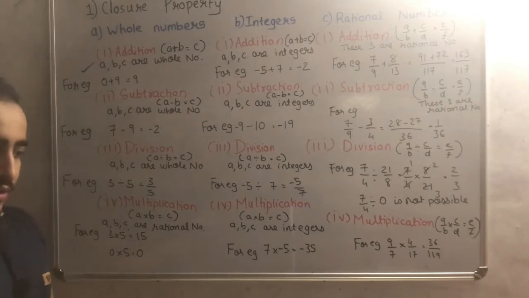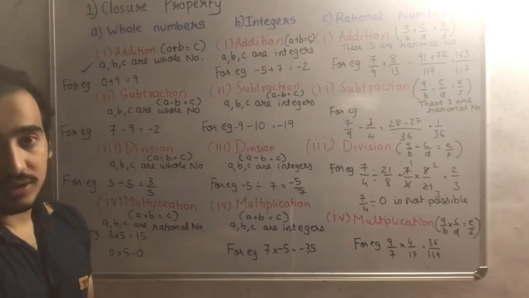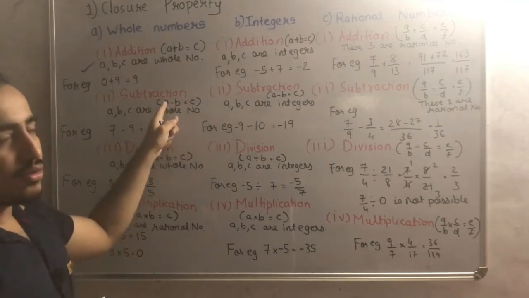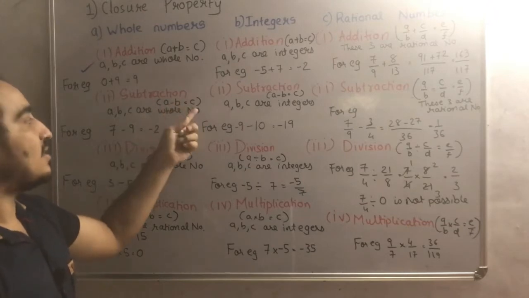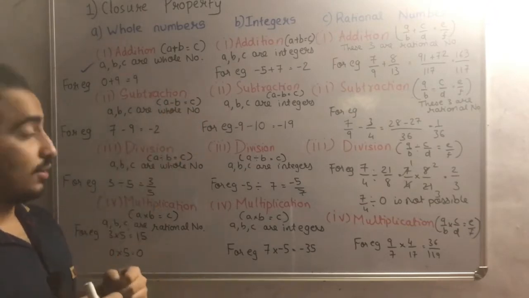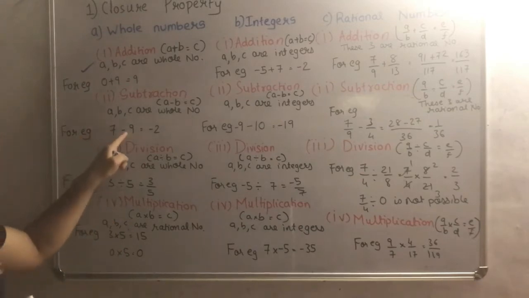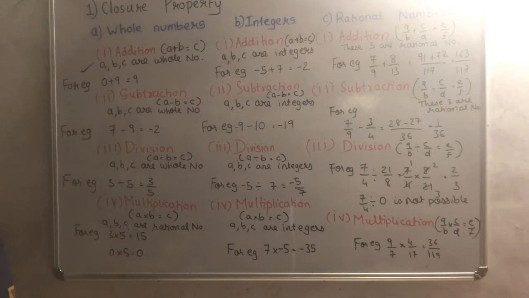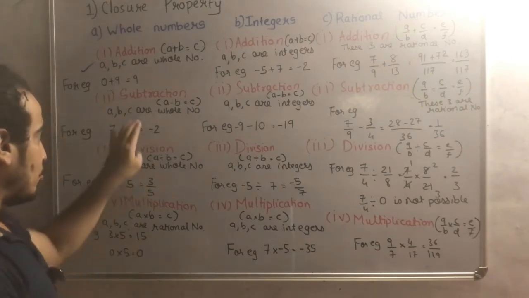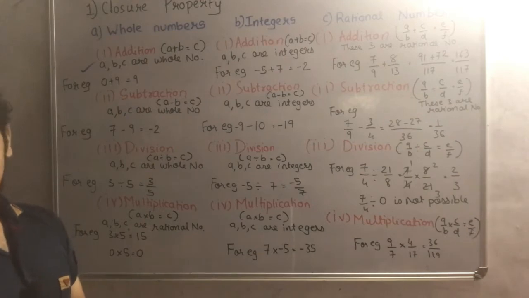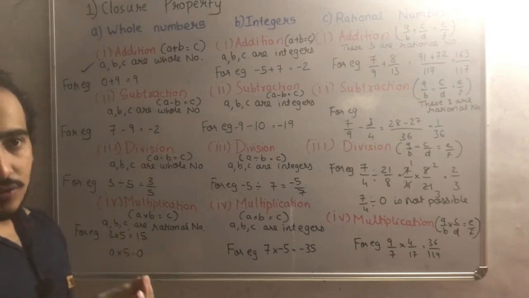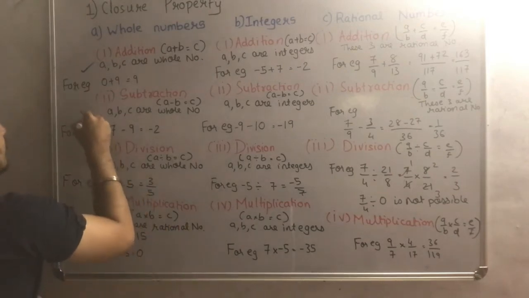When we subtract a whole number from another whole number, we should get the answer as a whole number. So a is a whole number, b is a whole number, and the answer c should also be a whole number. For example, 7 minus 9 equals minus 2: 7 minus 9 is 2, with the sign of the greater number. So minus 2 never comes in whole numbers, so subtraction doesn't fulfill the closure property. We can say that subtraction of whole numbers cannot fulfill the closure property, so it doesn't work.